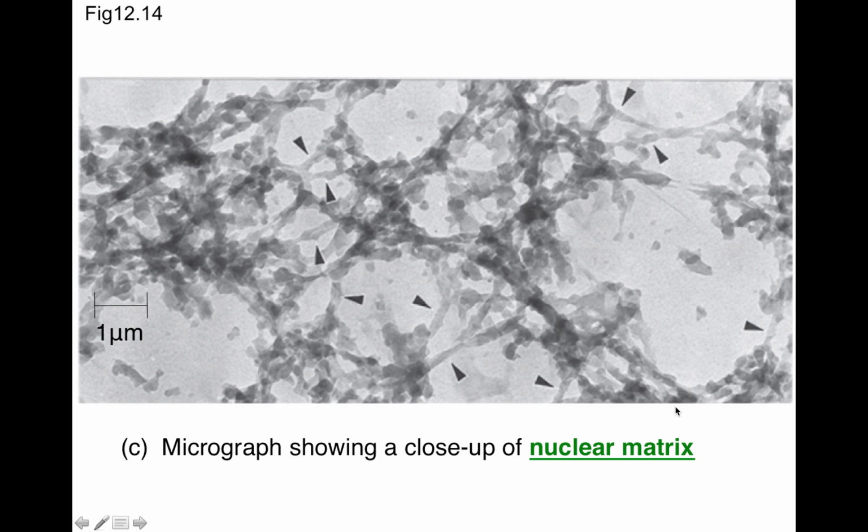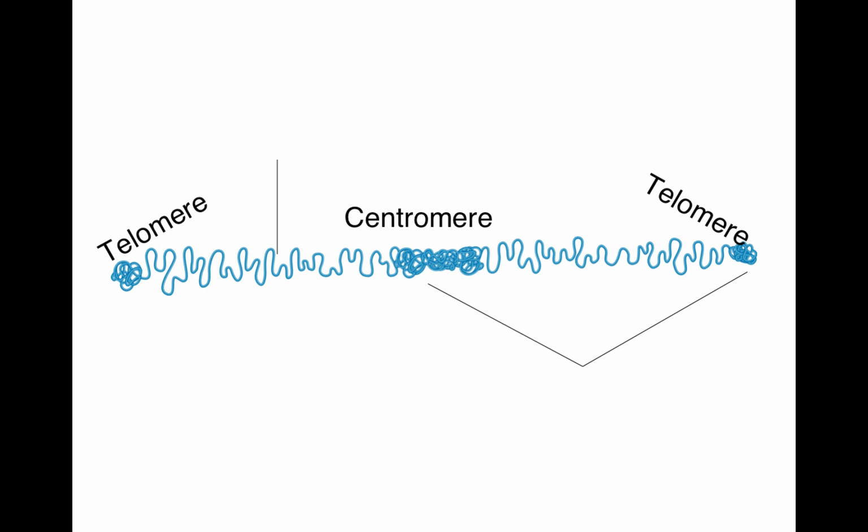This is an electron micrograph showing a close-up of what the nuclear matrix looks like. Again, this has no DNA in it. This is just the nuclear matrix, a scaffolding of proteins that exists inside the nucleus.